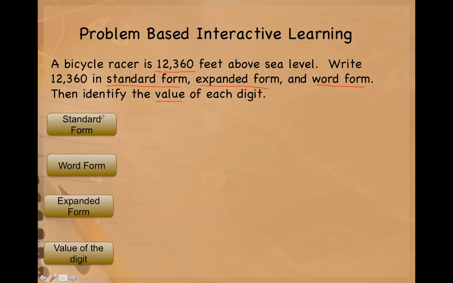I'm going to begin by writing down the standard form, which I know from my definitions is writing the number using the digits that are represented. So I'm just going to write down 12,360, just like that.